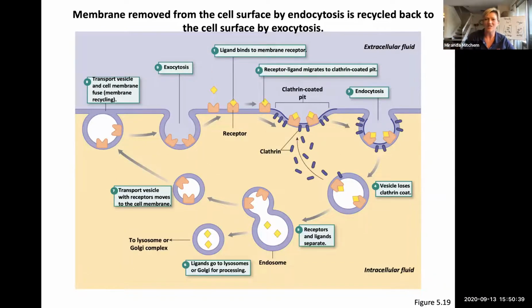And again, that's pretty typical, providing the protein is not damaged. So the ligands are going to go to the lysosome where they're digested down, or sometimes they're even sent to the Golgi apparatus, where they can be sent to other parts of the cell if they're needed elsewhere.